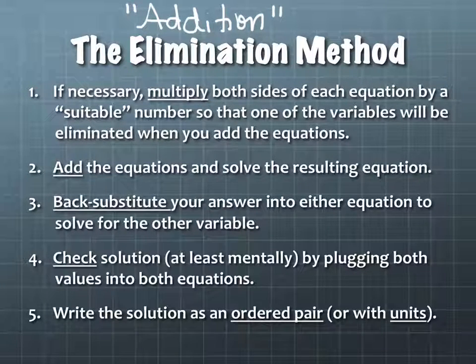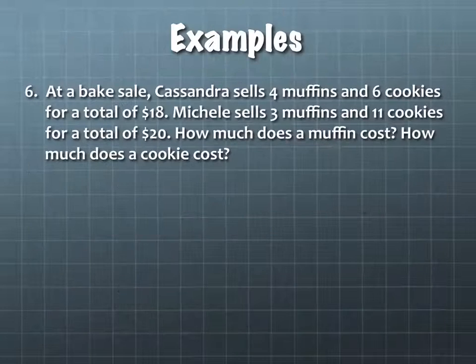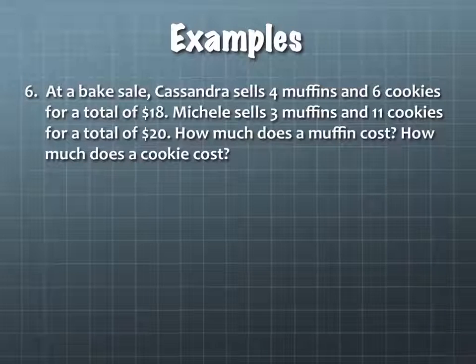And I chose examples here where we had to create them from scratch because this is as complicated as it gets, okay? So everything that you see in your homework should be like this or easier. I chose the most complicated ones in this section. At a bake sale, Cassandra sells 4 muffins and 6 cookies for a total of $18. Michelle sells 3 muffins and 11 cookies for a total of $20. How much does a muffin cost? How much does a cookie cost?